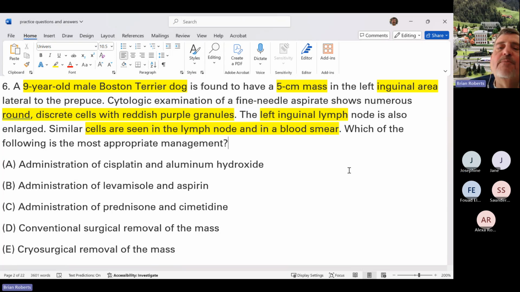So what do you know about mast cell tumors in the inguinal area? So now we're going to get into grading. So we have a mast cell tumor. Now we have location, we have it in lymph nodes, and we have it in blood, right? So do you guys remember like the mast cell staging, how it's staged?